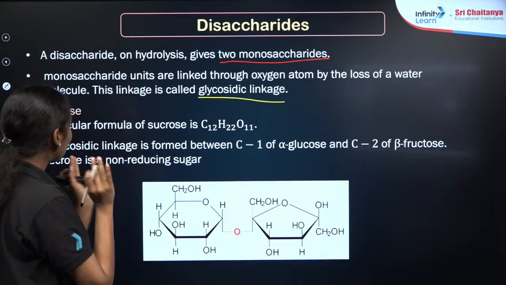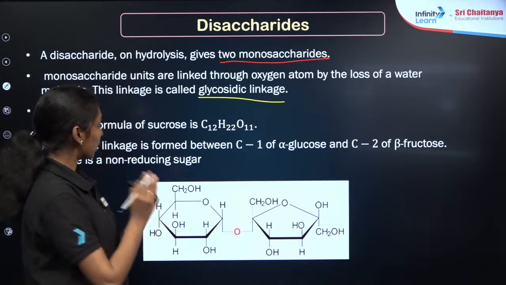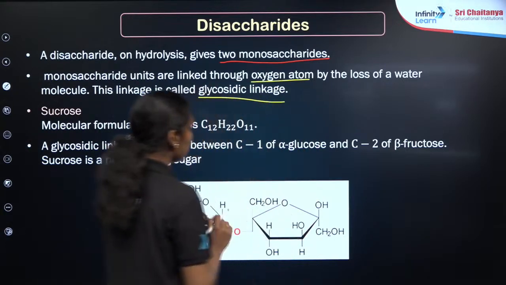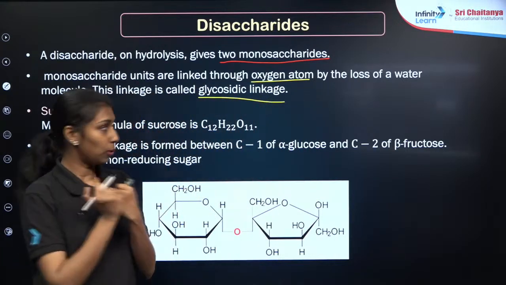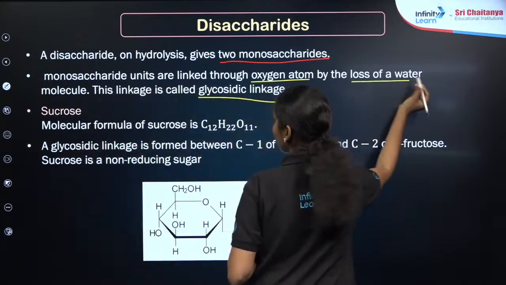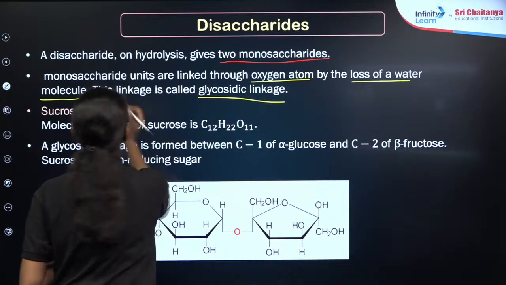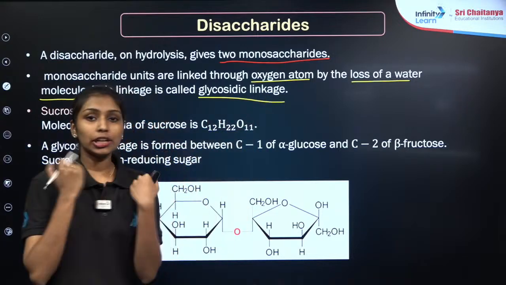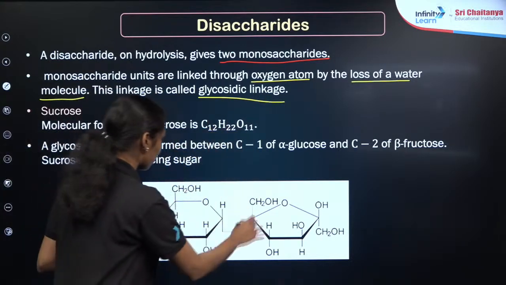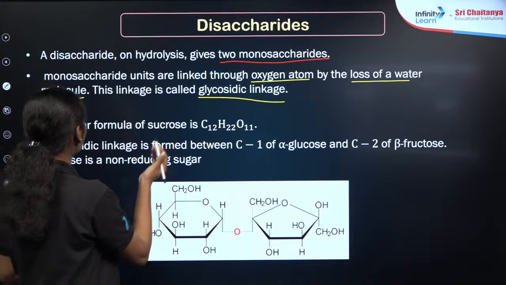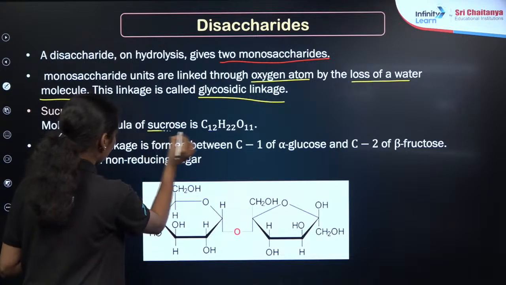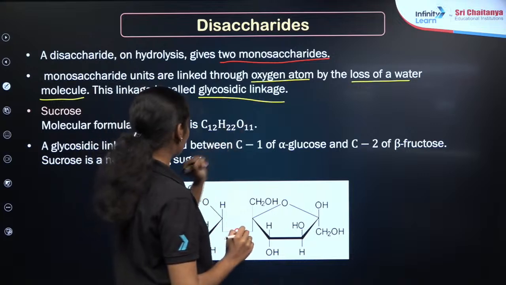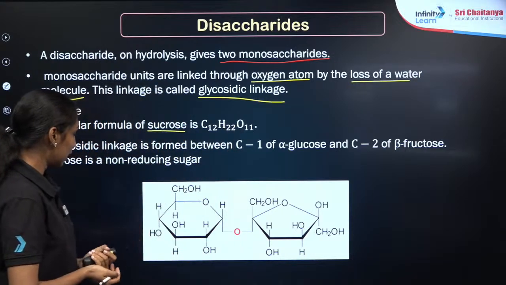Right? So, whenever two monosaccharide units are linked through an oxygen atom by the loss of a water molecule, a bond is formed. That particular linkage or bond is known as the glycosidic linkage. No need to memorize this definition by heart. You will get an idea from the structure here. So, we will be discussing sucrose here. Sucrose has the general formula C12H22O11.